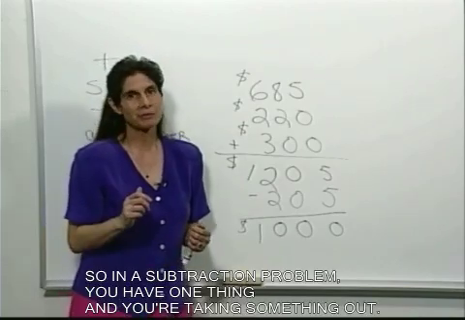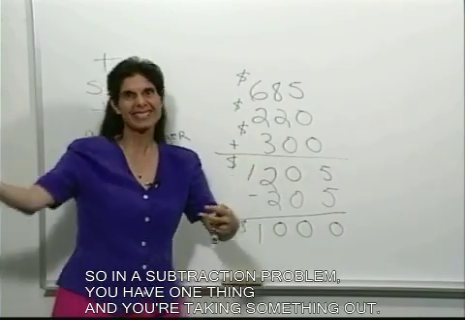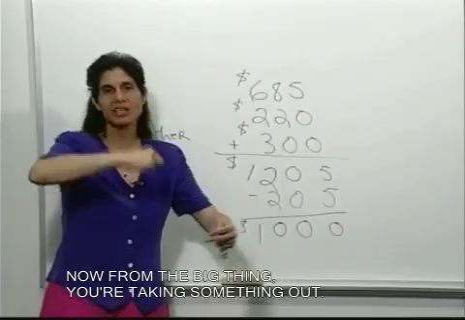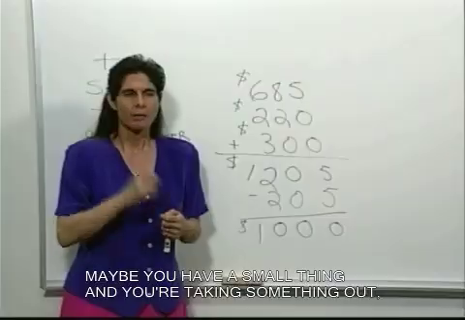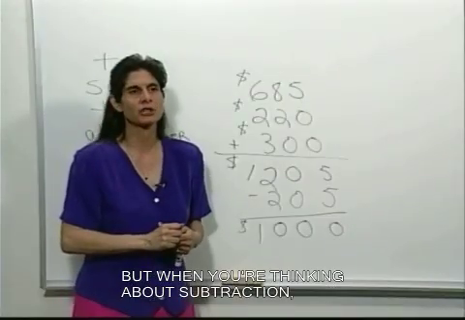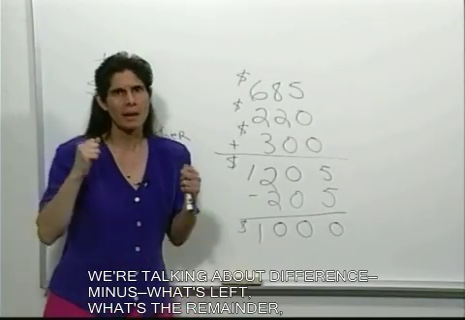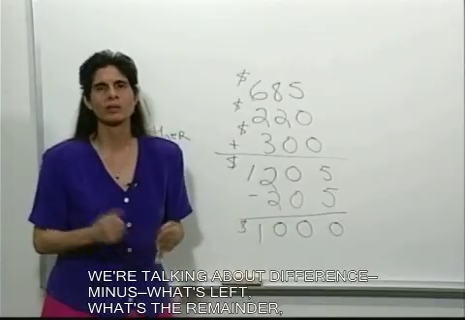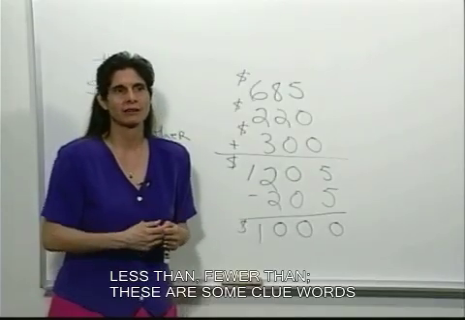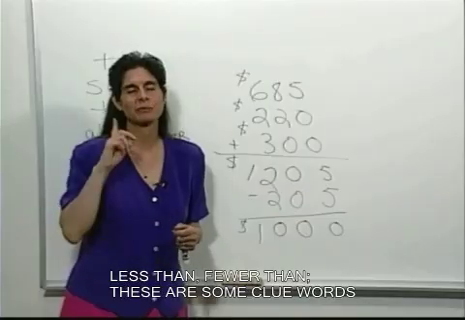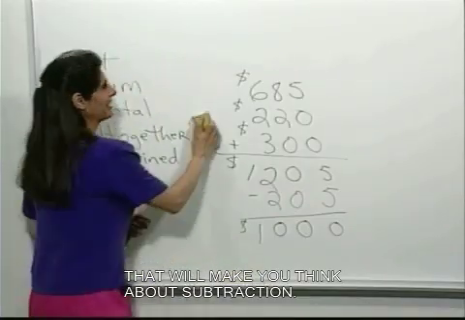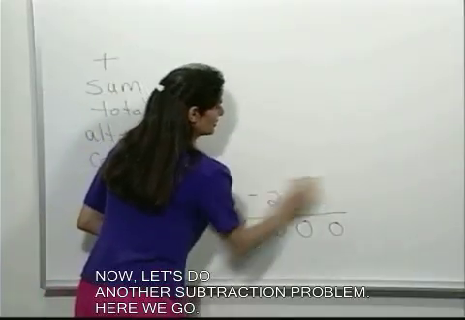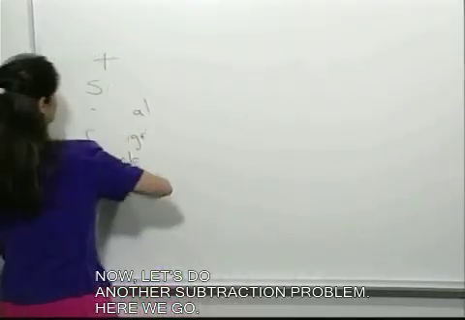So in a subtraction problem, you have one thing and you're taking something out. You have a big thing, you're taking something out. Maybe you have a small thing and you're taking something out. But when you're thinking about subtraction, we're talking about difference, minus. What's left? What's the remainder? Less than, fewer than. These are some clue words that will make you think about subtraction.